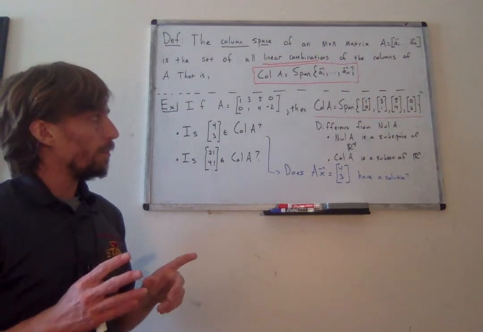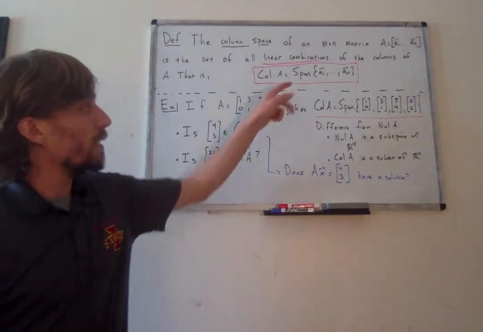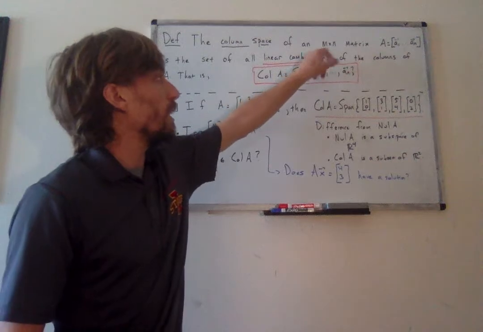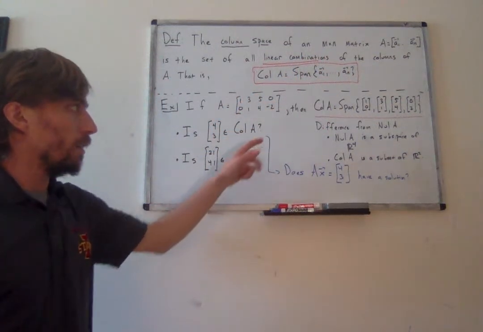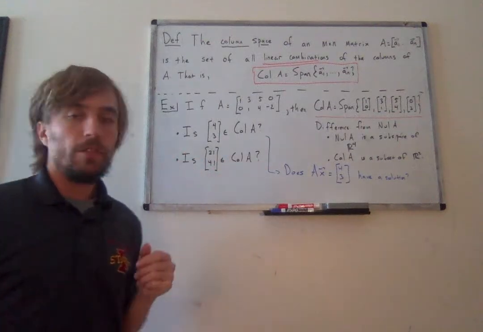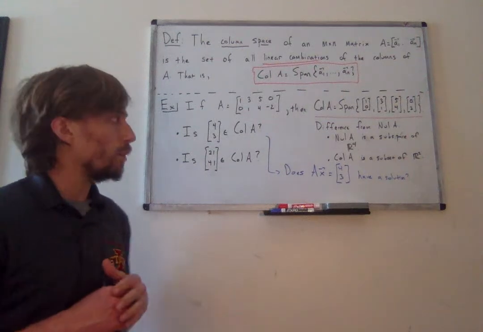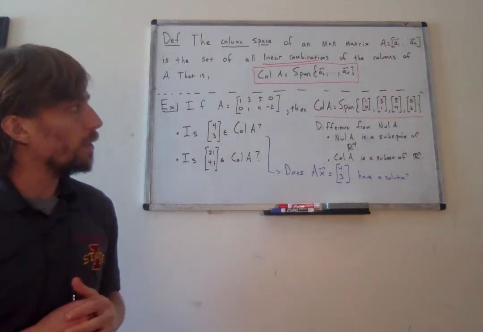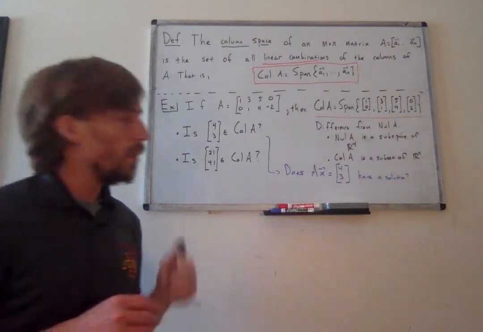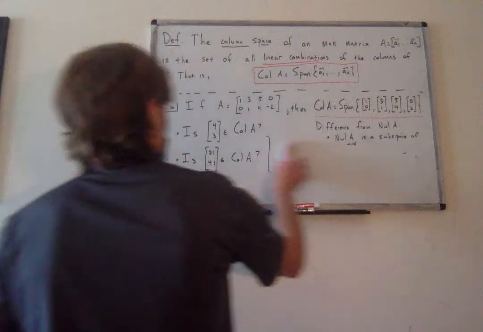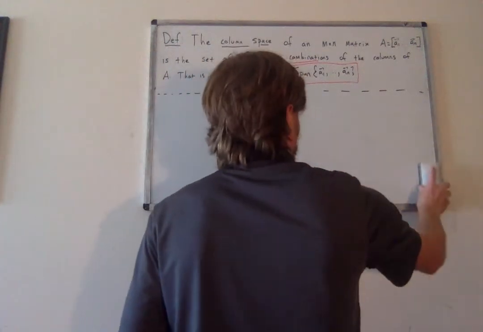So a couple differences right off the bat. The column space is a subspace of R2 in this case, or a subset of R2, or Rm being more general. And determining if a vector is in the column space is actually a little bit harder than determining if a vector is in the null space. So just looking at this, you can start to see a few differences. But one thing that is the same, they are both subspaces of the respective vector space that they live in.